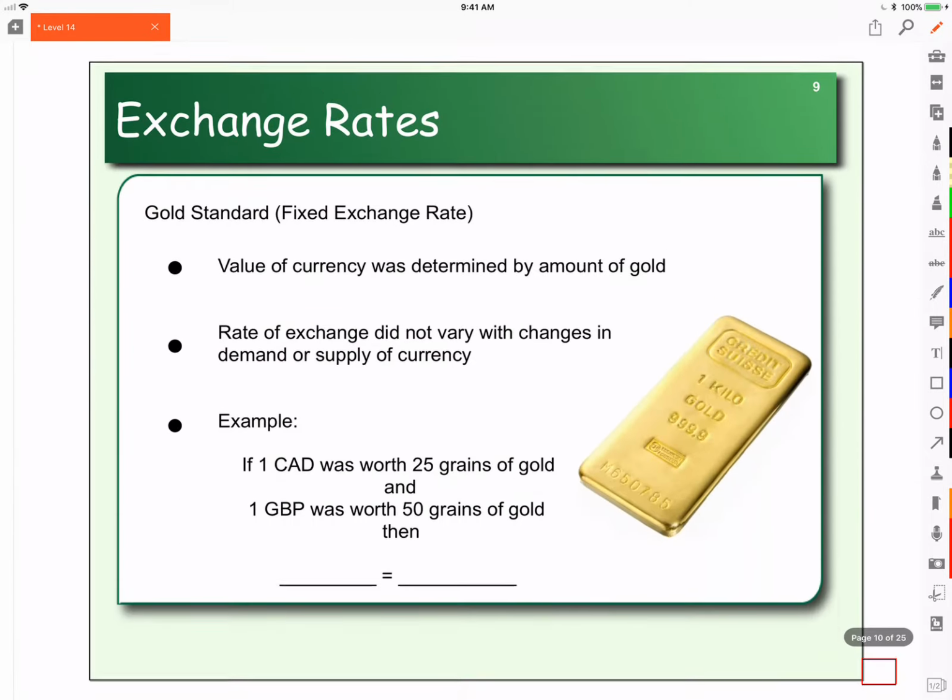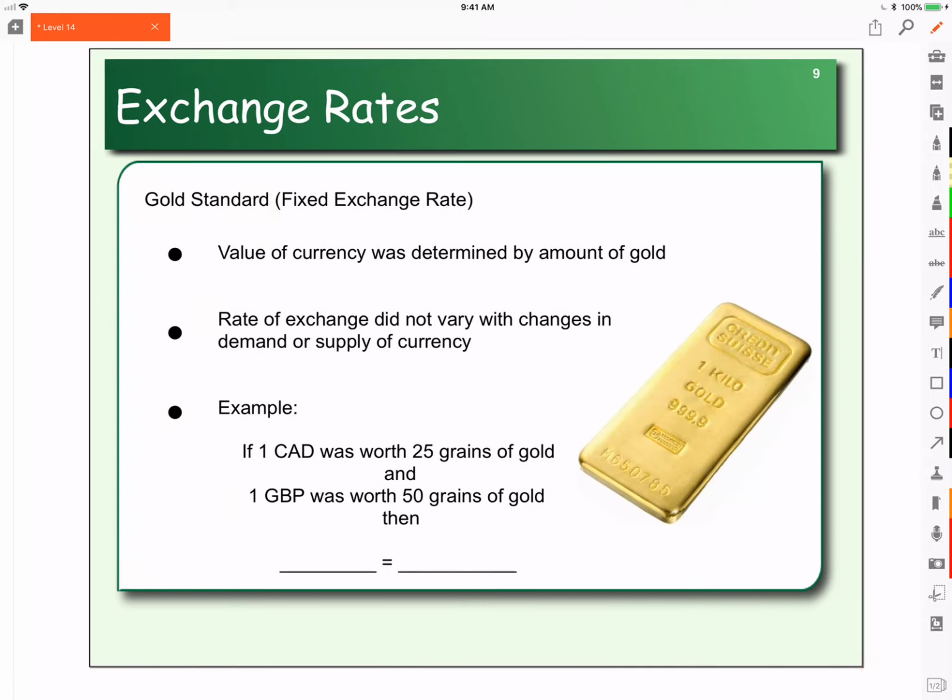The way the gold standard works is that the value of your currency was determined by the amount of gold your country had. Okay? So your exchange rate did not vary with changes in demand or supply of a currency. Your exchange rate was fixed. So then the amount a Canadian dollar was worth was tied to how much gold we have, and the amount the British pound was worth was tied to how much gold they have. And so then we can determine the exchange rate.